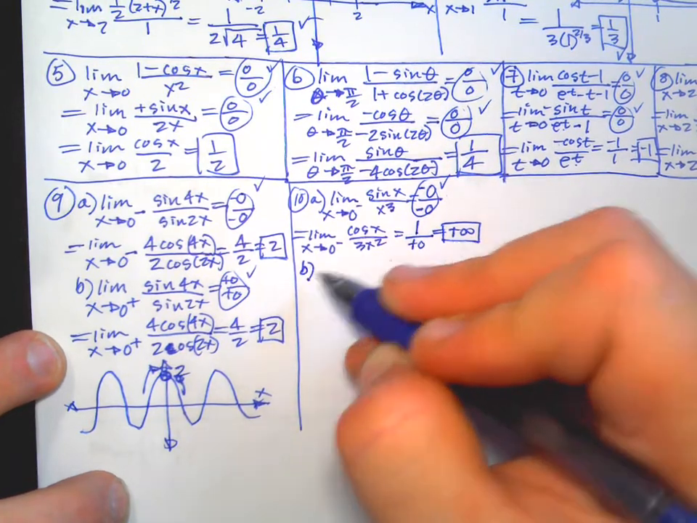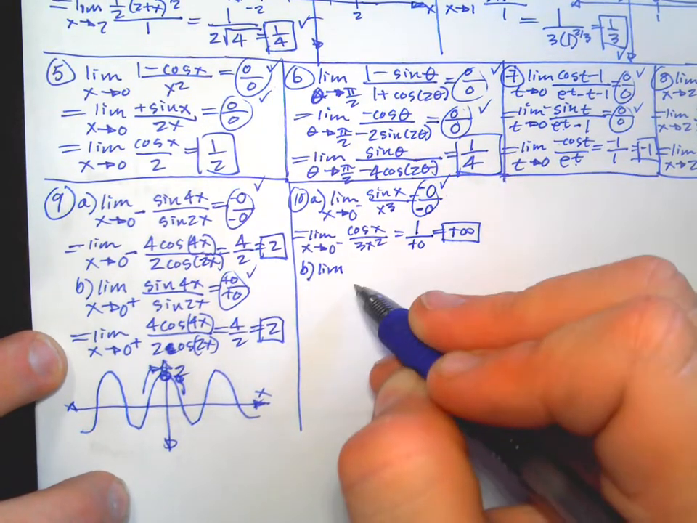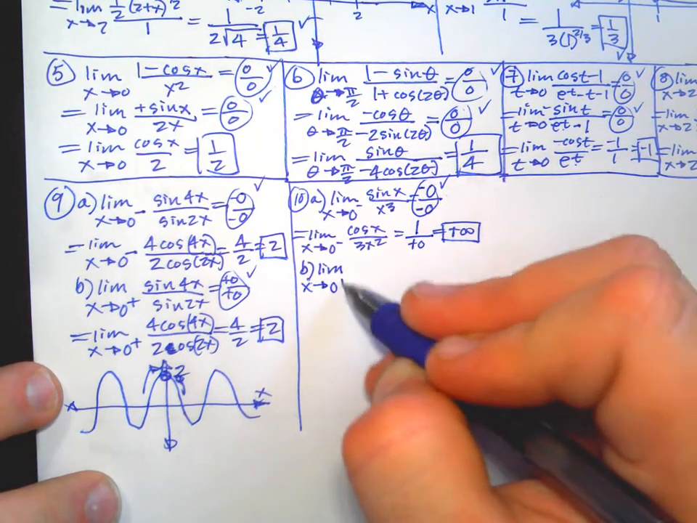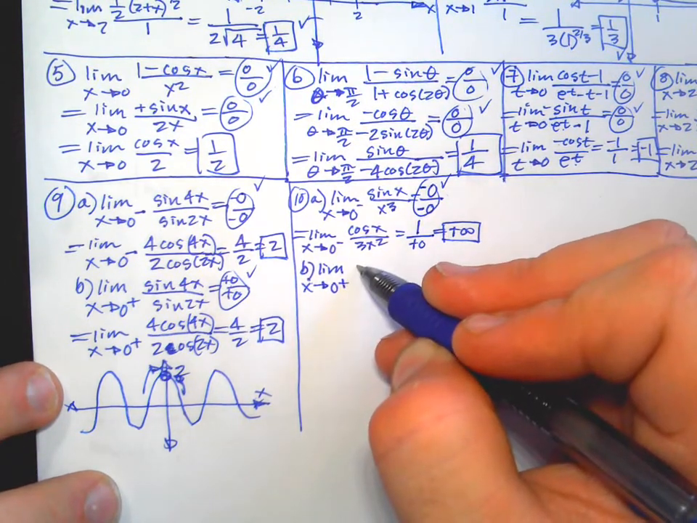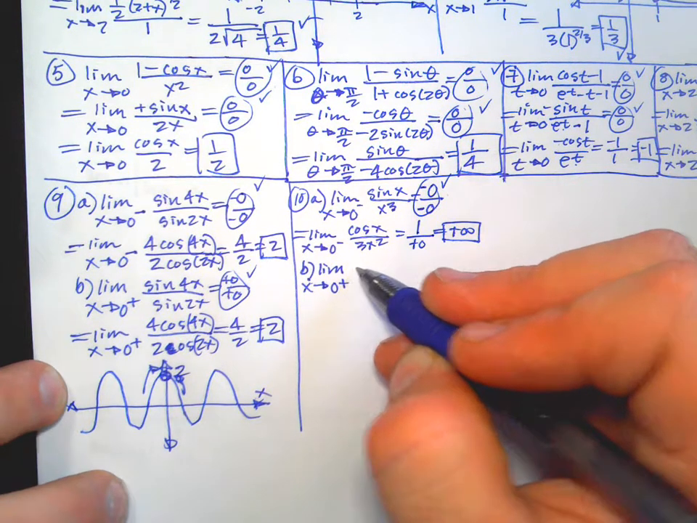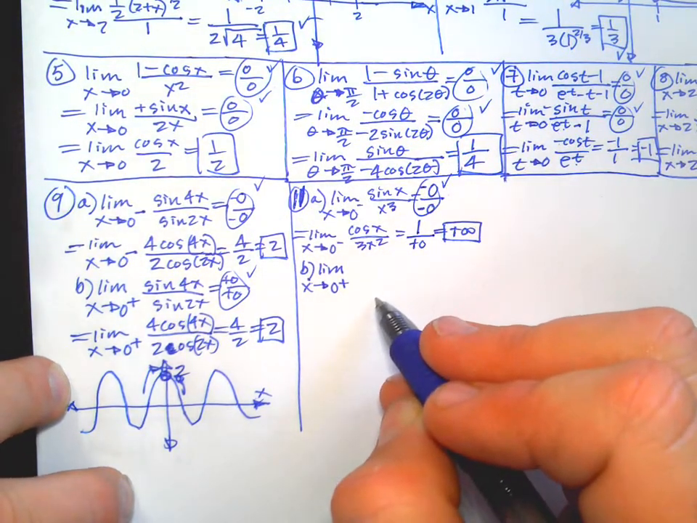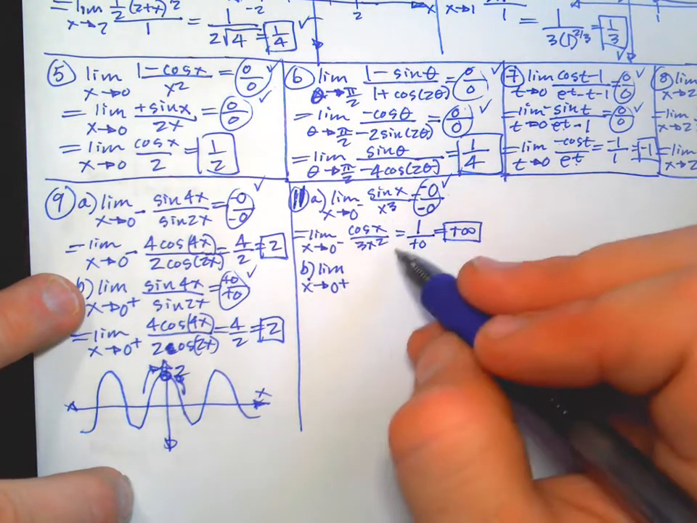Then part B, we're going to do the same thing from the other side. 0 plus, actually, yeah, this is actually problem 11. I'll just go ahead and keep finishing problem 11. I skipped not 10, I'll come back to it.